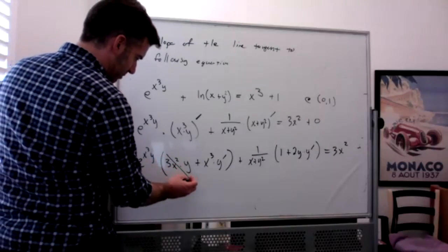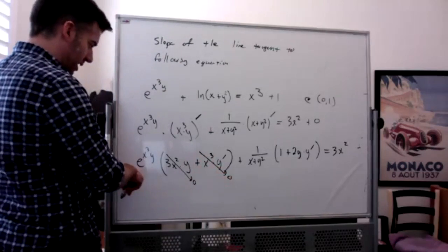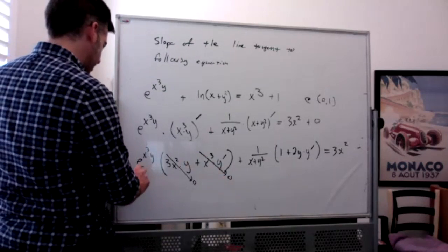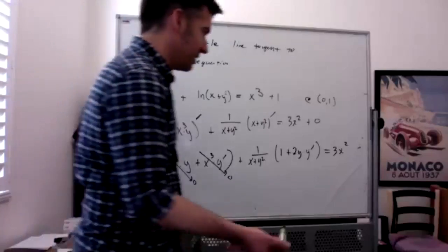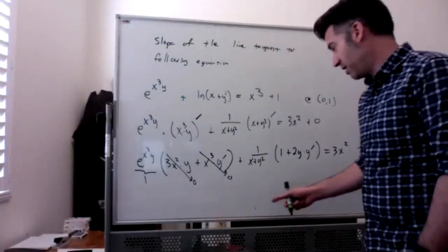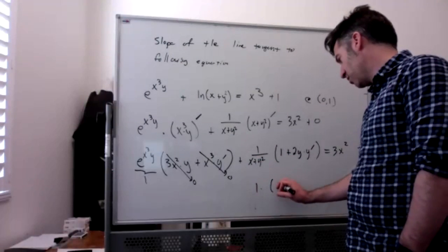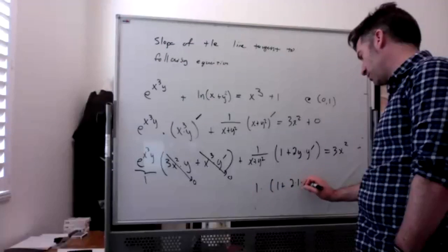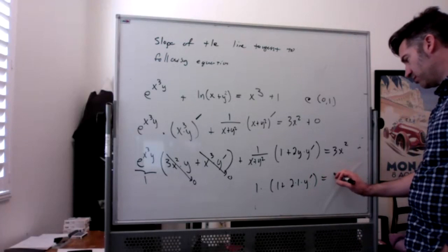So let's see. 0 for x, that's going to be 0. 0 for x, that's going to be 0. That's this times 0 plus 0. This whole thing's going to be 0. This would actually be 1, but 1 times 0 plus 0 is 0. This might not be very interesting, kind of a lame answer here. Here I'm going to get 1 over 1 plus 0. So 1 times 1 plus 2 times 1 times y prime equals 3 times 0.